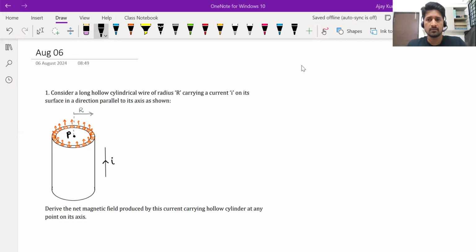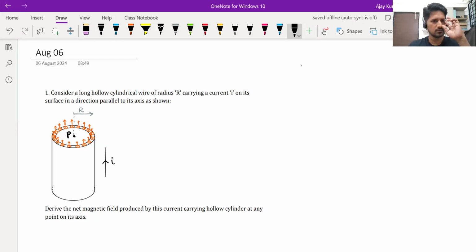Okay. Mu naught I by 2 pi r. Mu naught I by 2 r. You are saying it will be mu naught I by 2r. Why do you think it will be mu naught I by 2r? I didn't know what to take as the element in this question. I thought we can consider it as a collection of coils.